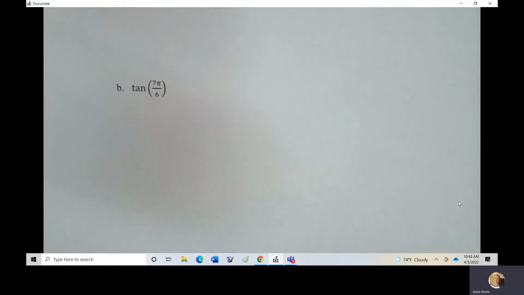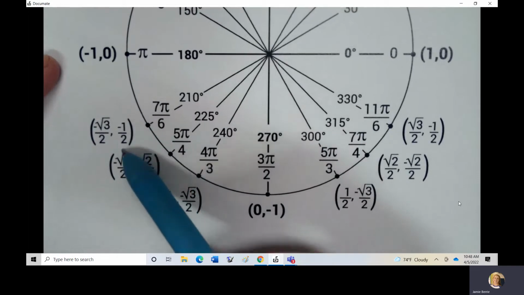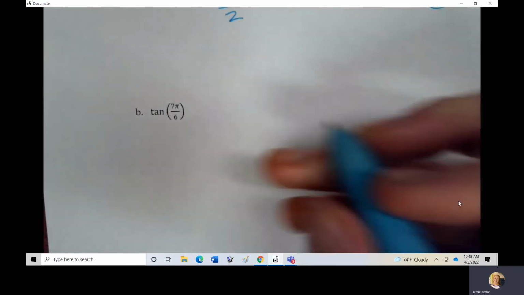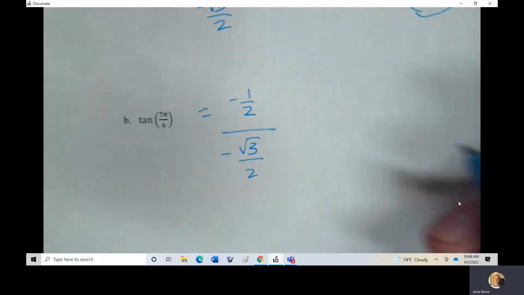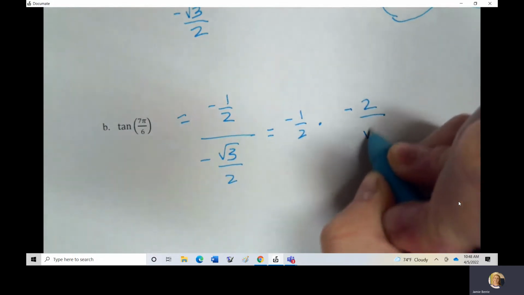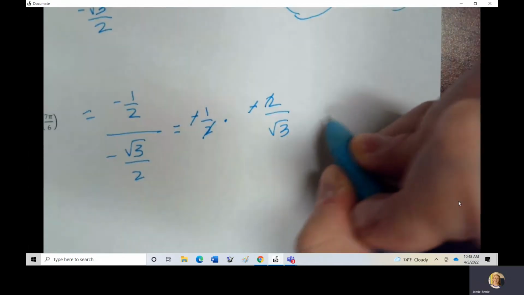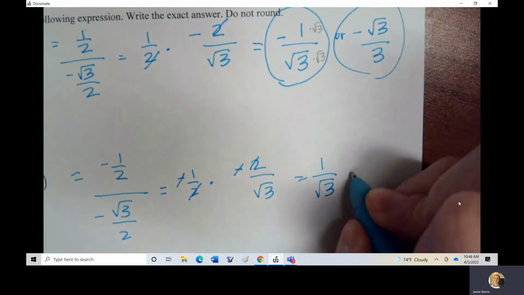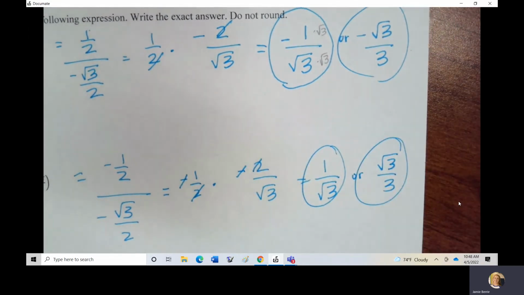And then the last problem is tangent of 7 pi over 6. Locate 7 pi over 6. Tangent is y over x, so that's negative 1/2 over negative square root of 3 over 2. Keep, change, flip. Negative 1/2 times negative 2 over square root of 3. Negatives cancel, 2's cancel. Gives you 1 over the square root of 3. Again, just like before, you could rationalize this if you wanted to. Either one of these answers would be acceptable.